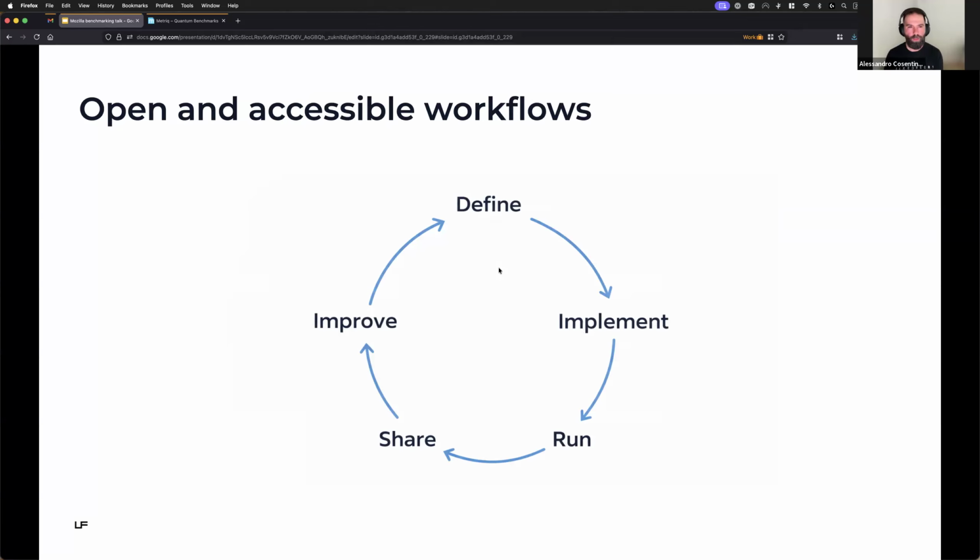So the workflow, as I said, is something we would like to have open and accessible as well. You define a protocol, you implement it, hopefully in an open source repository where everyone can see it. You run it, you share the results with the community. The community gives you feedback on those results and maybe spots some bugs or some things that are not accurate in the protocol, and then you redefine the protocol, and this creates a flywheel that we believe can foster the space.